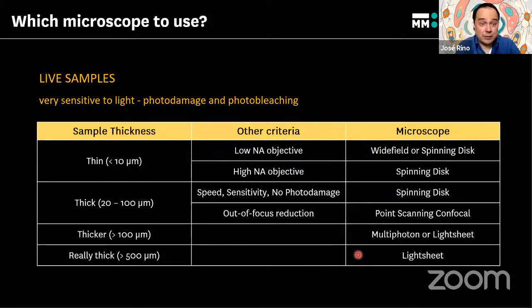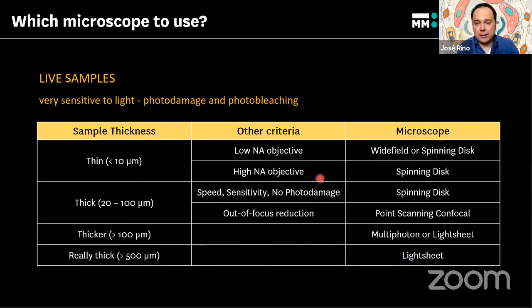If it's live samples that are very sensitive to light, and you want to avoid photo damage and photo bleaching while imaging, things change. They get more complicated. Of course, you need to keep the sample alive in the microscope. That's the first challenge. But depending on what you're imaging, if it's a thin sample, a monolayer of cells, using a low NA objective, just go wide field. Spinning disk may have an advantage there, like I told you, because of photo bleaching and photo damage. It's more gentle even than wide field because of the way that you excite the sample. So it could be an option there.